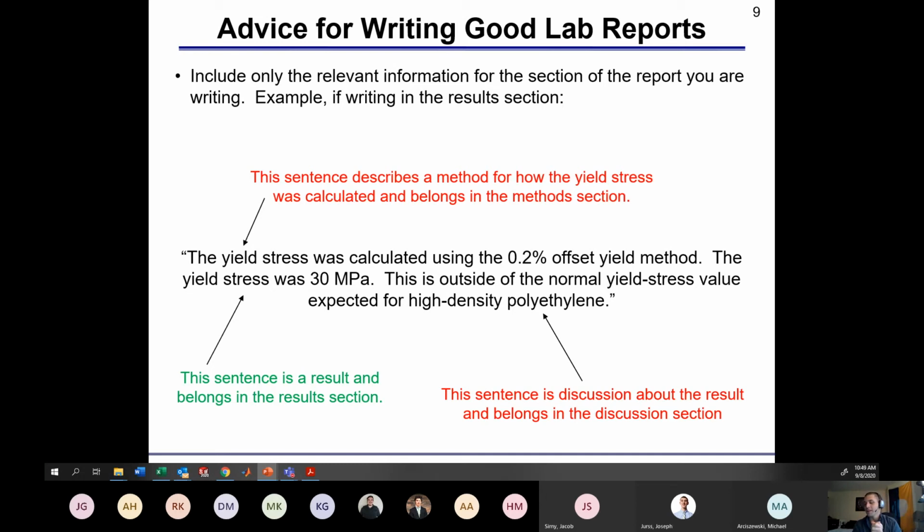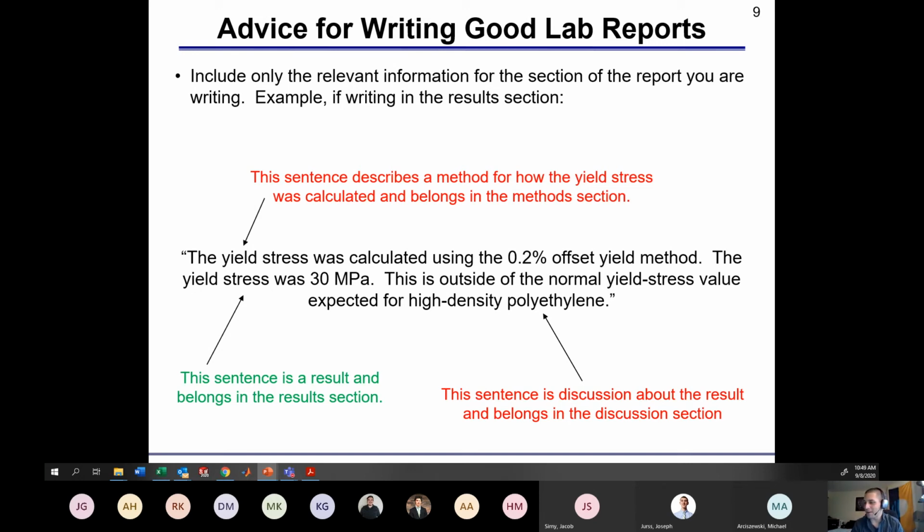The next sentence here, the yield stress was 30 MPa. That's a result. That belongs in the results section. So if you're writing in the results section, it's perfectly legit to have that sentence in there. Otherwise, it doesn't belong anywhere else.